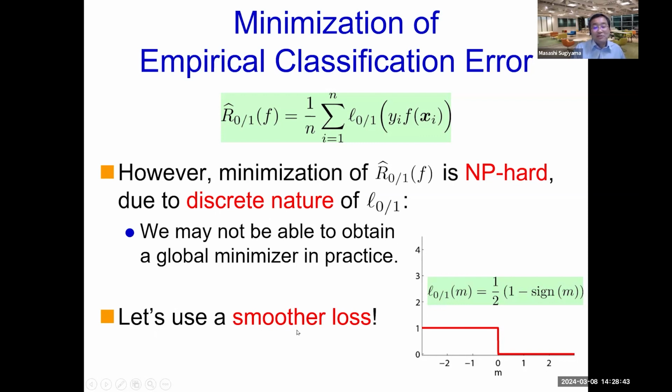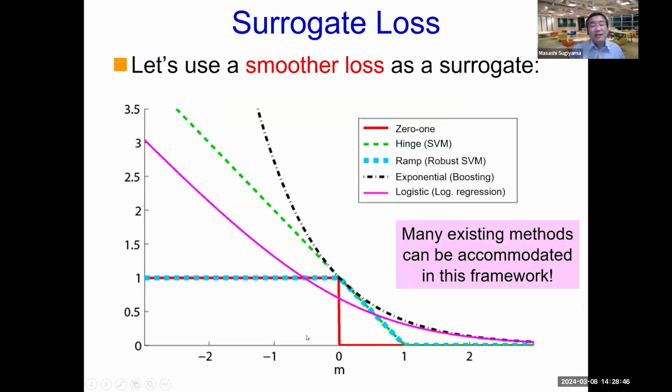Then we prefer to use a smoother version of this 0-1 loss. It's called a surrogate loss. It's like standard textbook things. Instead of the 0-1 loss, this red one, a lot of different smooth loss functions were developed so far. Like hinge loss, this green one, was used for support vector machine. Ramp loss, this light blue one, is used in robust support vector machines. Then this purple one, logistic loss, was used in logistic regression. Then this exponential loss, the black one, was used in boosting. And many existing methods can be accommodated in this simple framework. So it's quite nice.